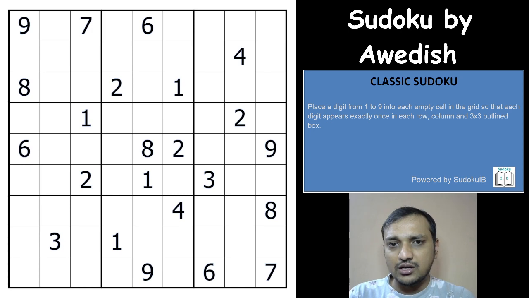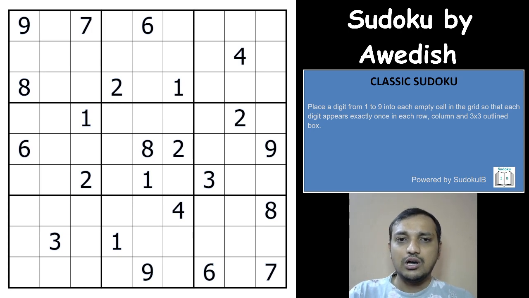Get the hint. I'll actually give you the hint. See what the hint is, and with that, if you could try to solve this Sudoku, it will really be amazing, right?